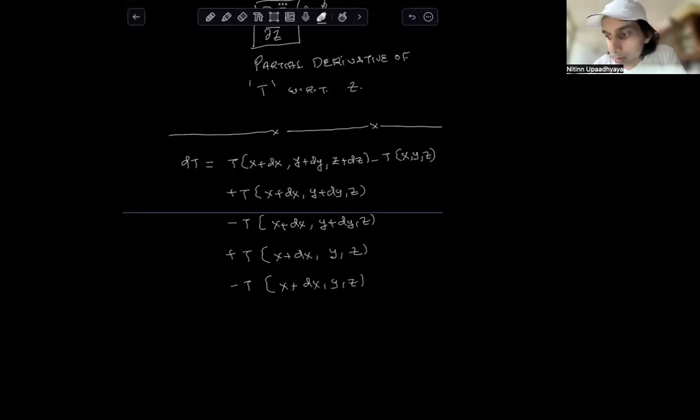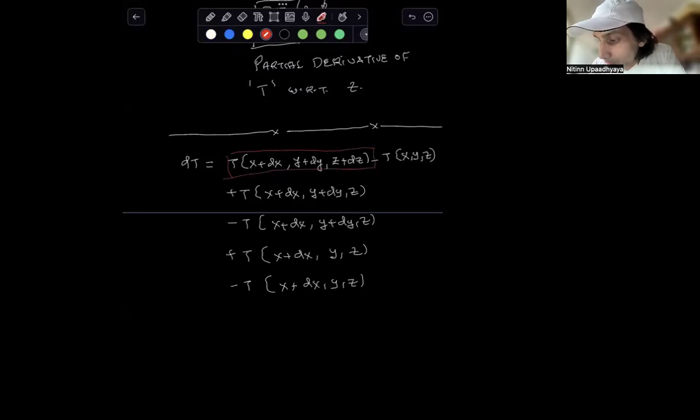And now let's combine some terms. So let me use another marker. Let's pick out this term, which is one of the original terms we had, and we'll subtract this term from it. These two together would give us the partial derivative of T with respect to z. This is what we talked about in the previous video.